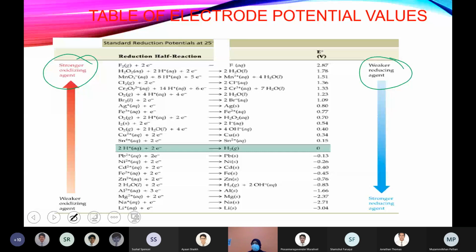Without the values, you can't, right? You can't remember all these values by heart. So if there is a question, the values will be given. Yes, Jonathan, you were having a question.